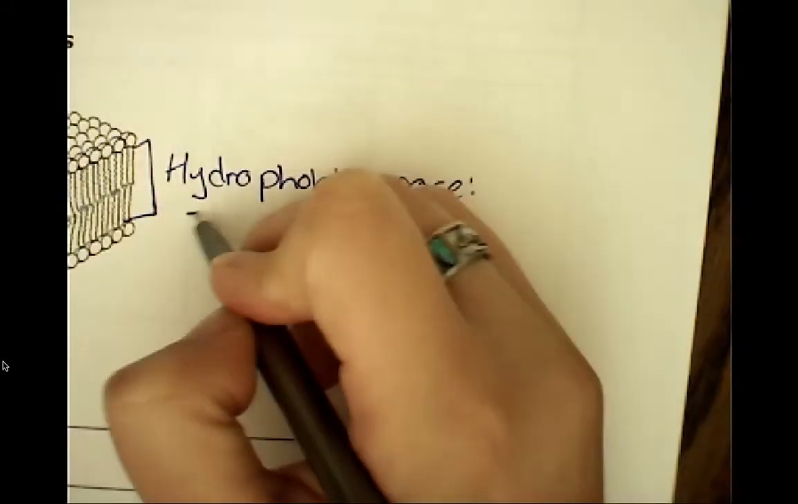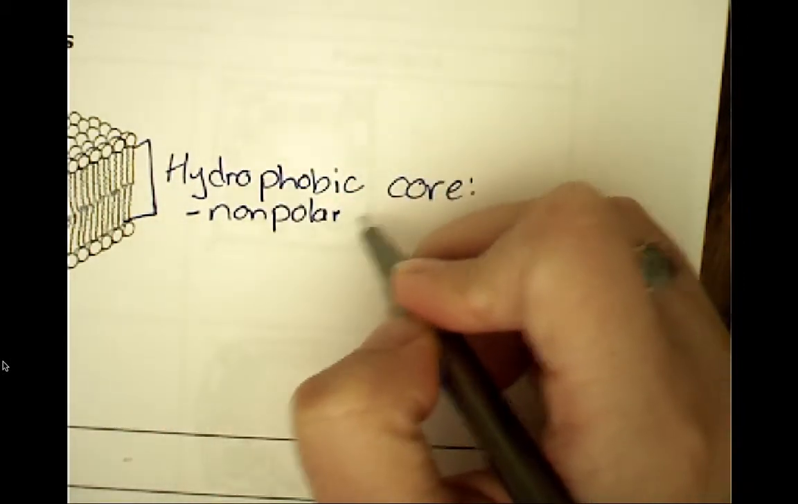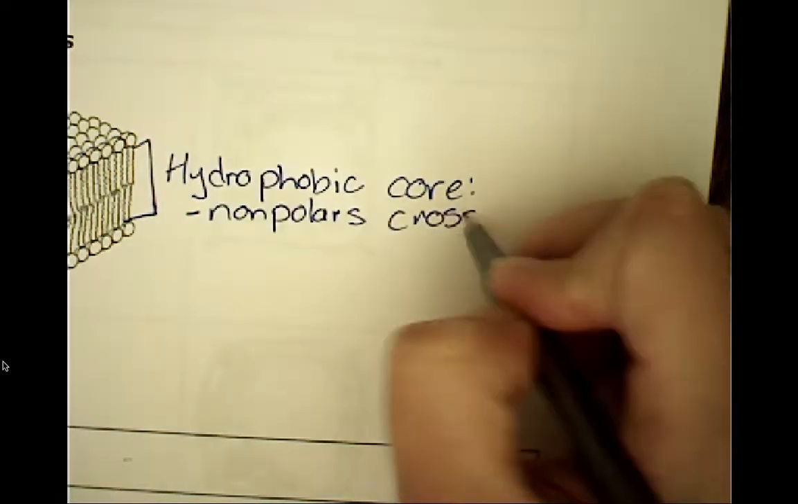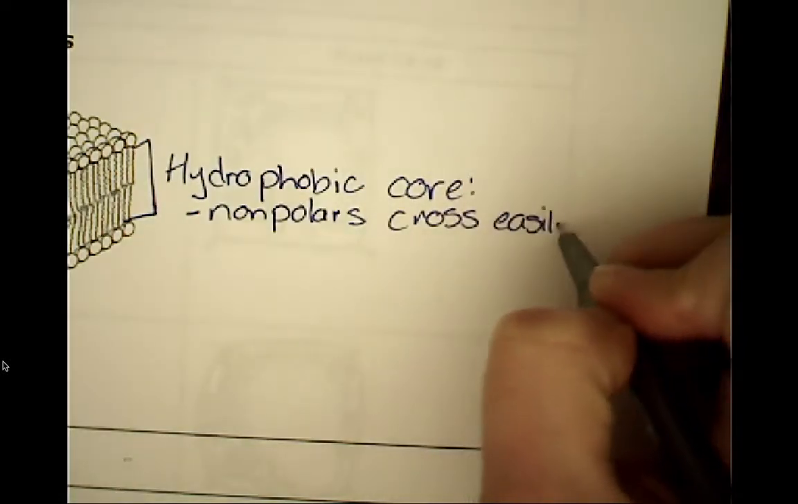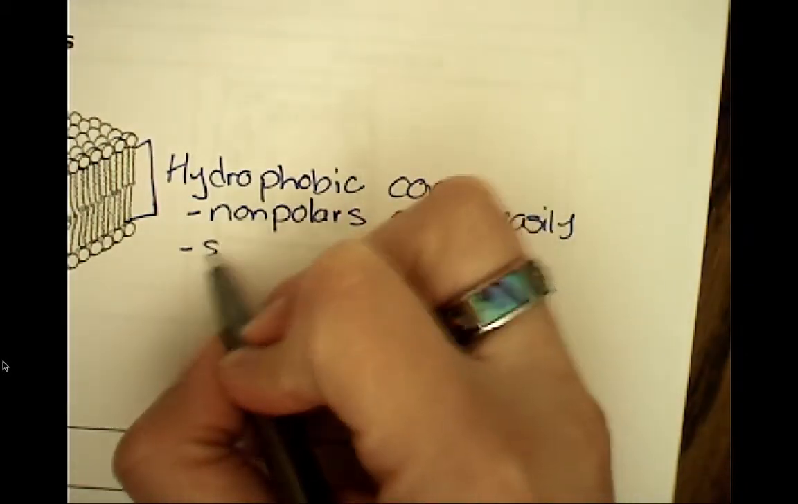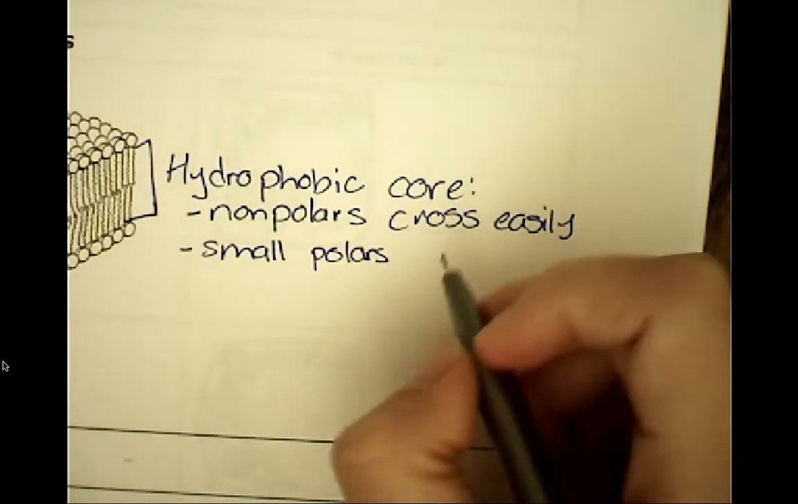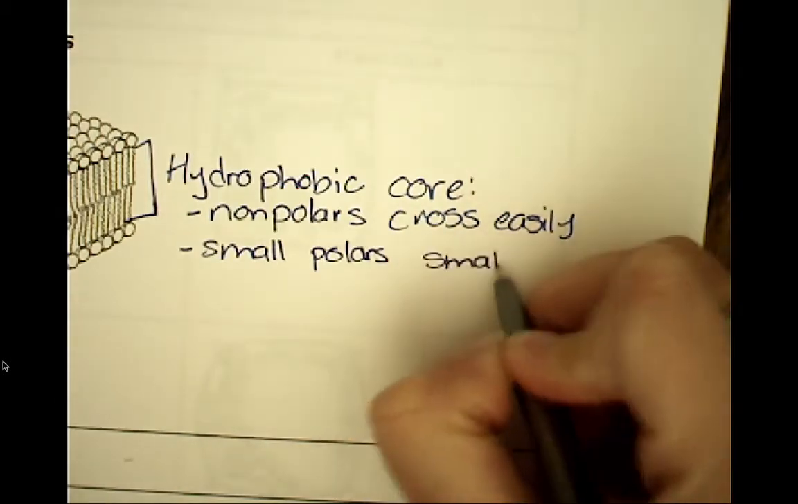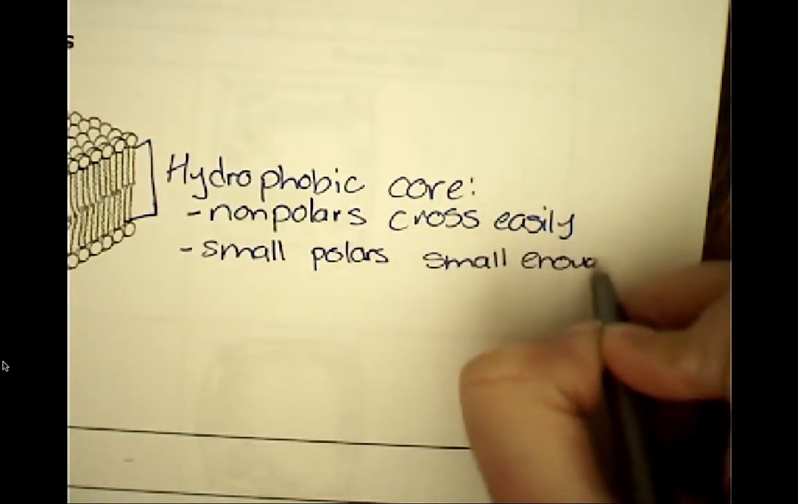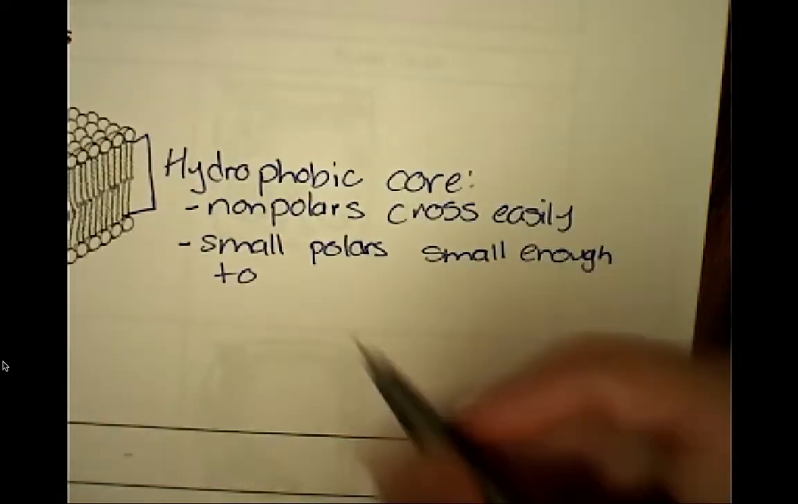And because of that, nonpolar things cross easily in and out of the membrane, not a problem, okay? Which is fine, and small polar molecules also can go through because they're so tight, okay? So they're small enough to go through. So think like water is actually small enough to go in and out.